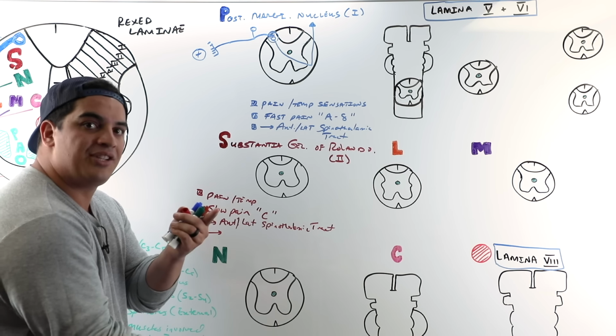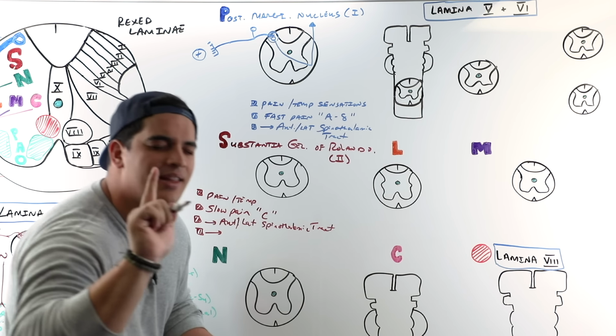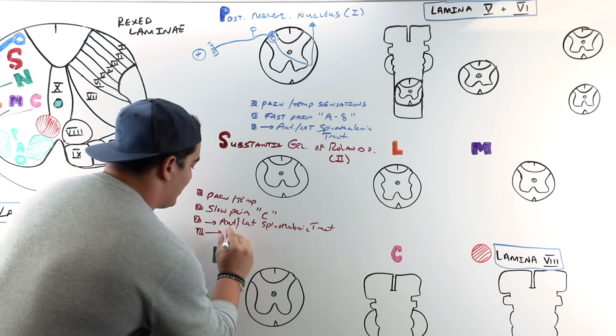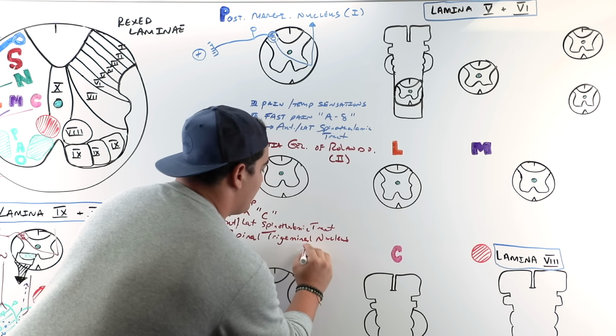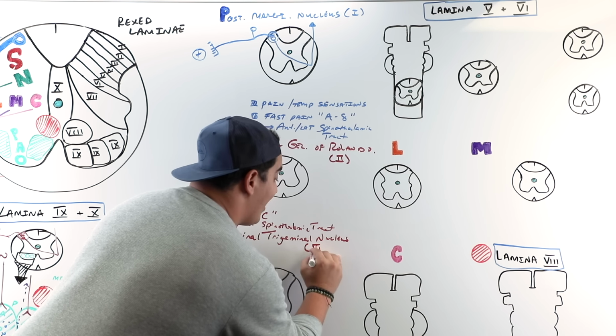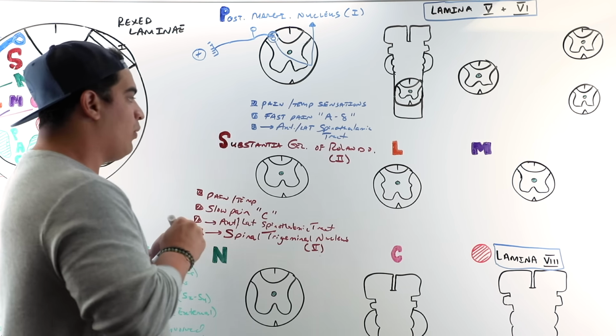The last thing I want you to know, just as a fun factoid here, is that the substantia gelatinosa of Rolando, as you ascend up the spinal cord, becomes a specific nucleus in the medulla, and that is called the spinal trigeminal nucleus. This is for cranial nerve 5. And that is, again, present within the medulla. So it becomes the spinal trigeminal nucleus within the medulla.